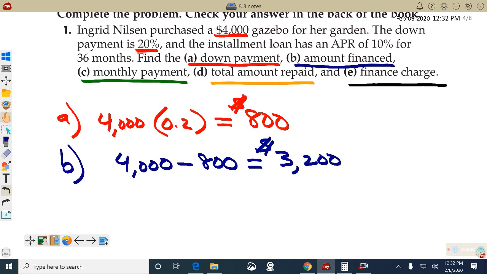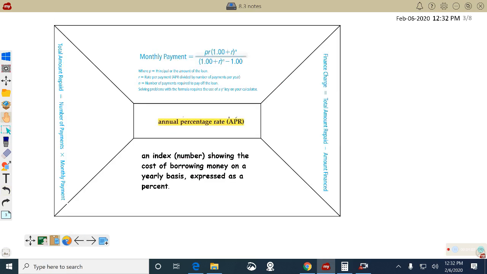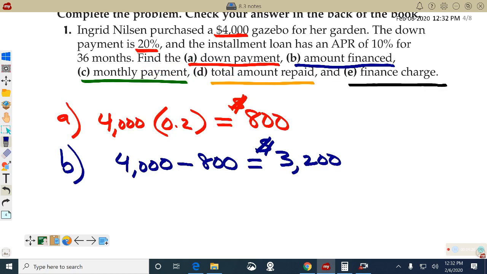All right, A and B was pretty easy. No harm, no foul. A and B is done. 2 missions are done. 3 more to go now. The last 3, parts C, D, and E, the formulas for each one of those, believe it or not, are right here. The monthly payment is right up here in the middle. Here's your monthly payment formula. We're going to work on that right now with our calculator. Here's a total amount repaid, and here's the finance charge. These are the last 3 missions, C, D, and E.